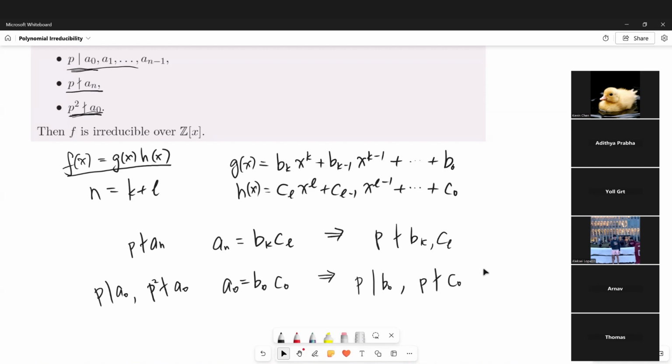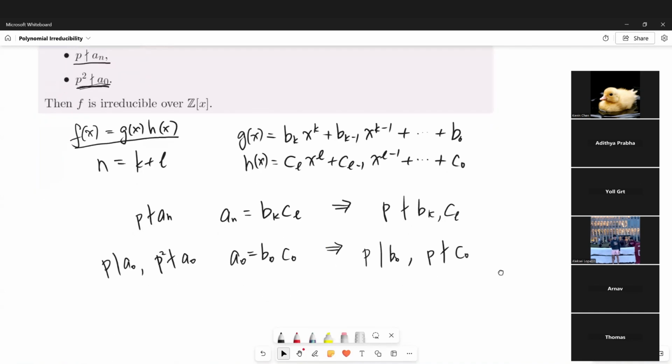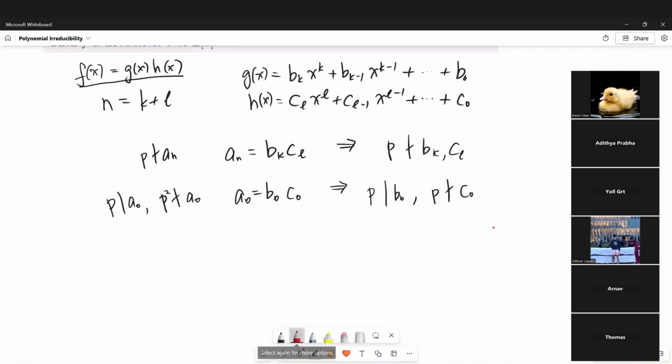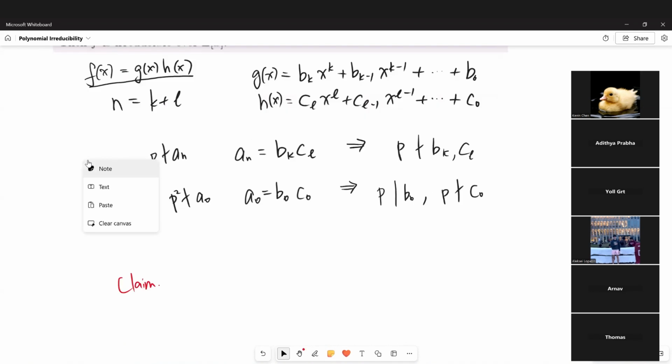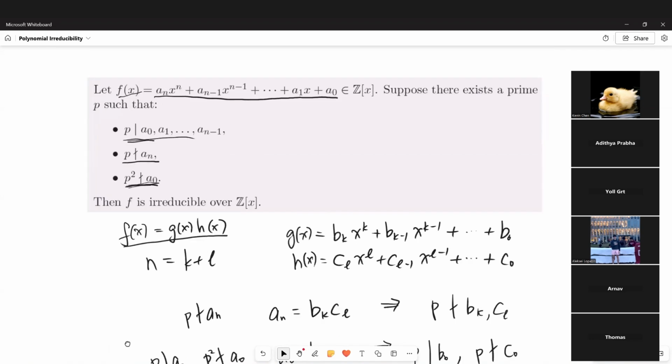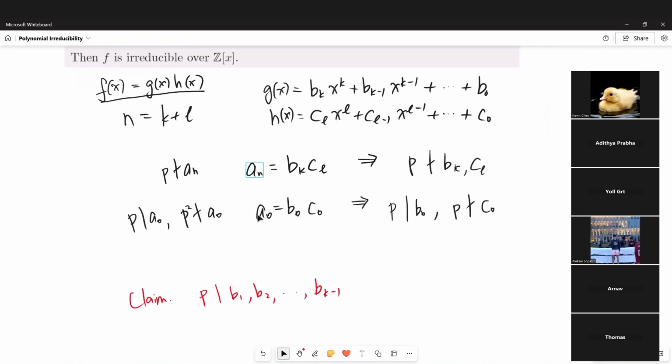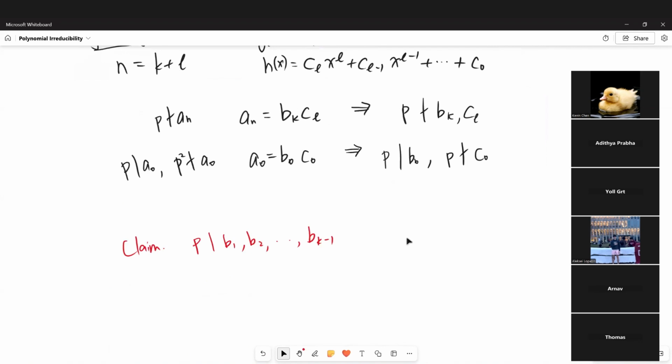And now with these conditions, we can move on to a stronger claim. So right now we claim that p divides b_1, b_2, all the way to b_{k-1}. And so first to do this, again, similar to a_n and a_0, we write expressions for a_1 all the way to a_{k-1}.